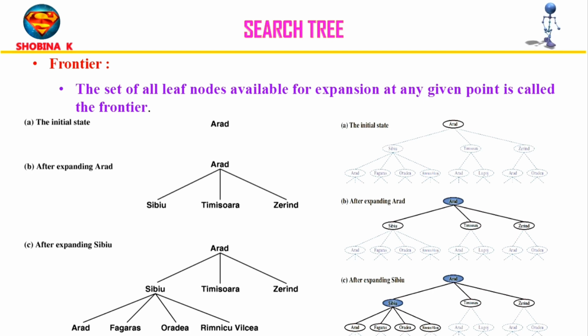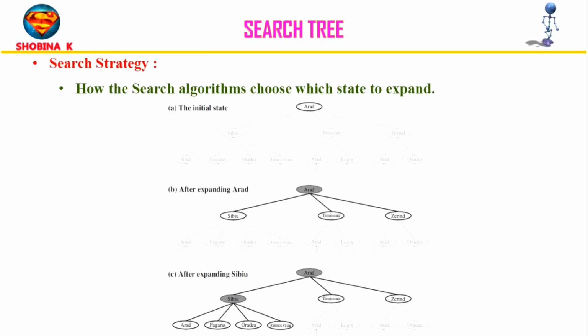The set of all leaf nodes available for expansion at any given point is called the frontier. In this diagram, the frontier of each tree consists of those nodes with bold outlines. The process of expanding nodes on the frontier continues until either a solution is found or there are no more states to expand. All search algorithms share this basic structure and they vary primarily according to how they choose which state to expand next, the so-called search strategy.